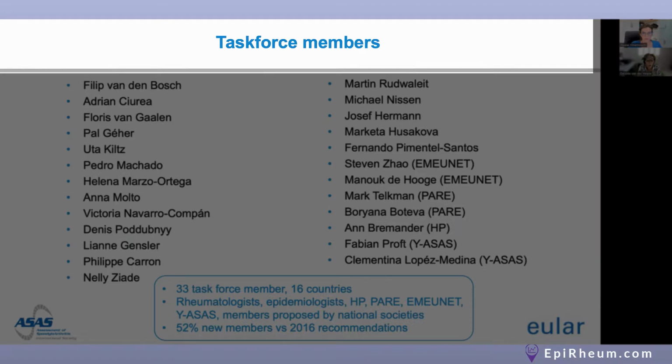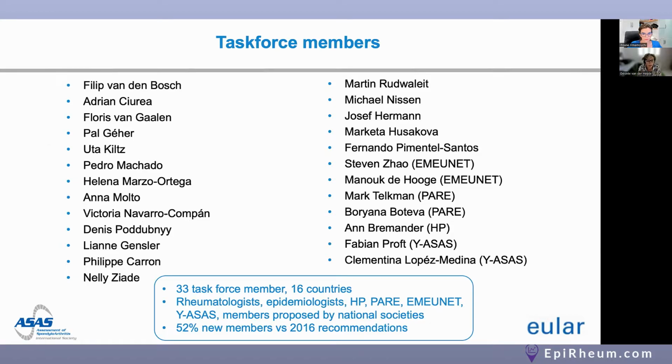Then you have a task force. This was a task force for the axSpA recommendations. You see we had a wide representation of different countries, 16 in total, and we had different healthcare professionals, rheumatologists, epidemiologists, healthcare professionals such as physiotherapists, PARE, that's the representation of patients, and IMUNET, which are the young EULAR members, and young ASAS, which are the young ASAS members.